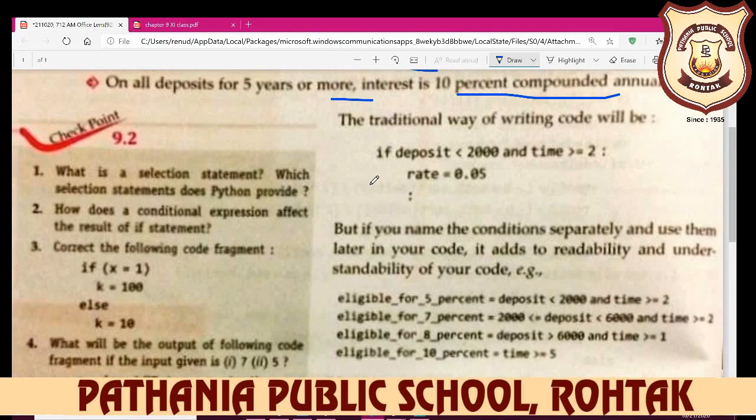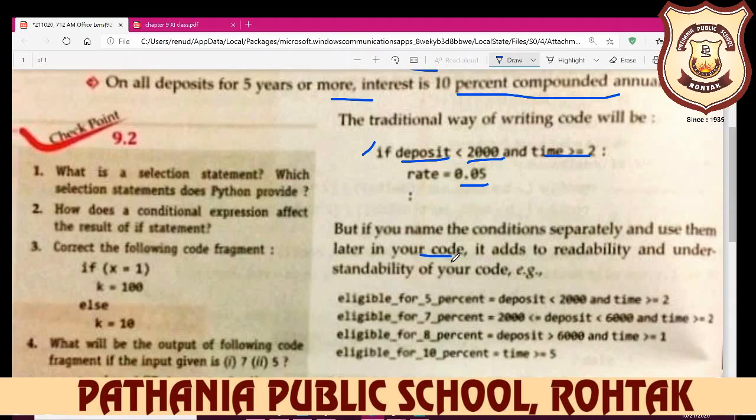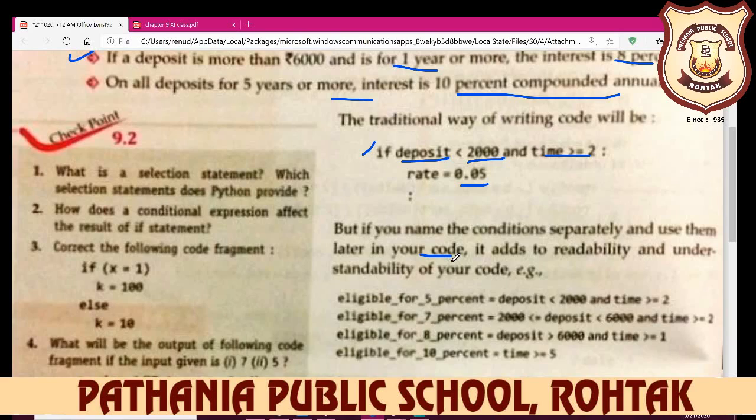The traditional way of writing code: how do you write the if condition? We write in our program, if the variable deposit is less than 2000 and time is greater than or equal to 2, then the rate is 5%, so you write 0.05 here. But if you name the conditions separately and use them later in your code, we reduce the complexity of our if condition and we write a name. It adds to the readability and understandability of your code.